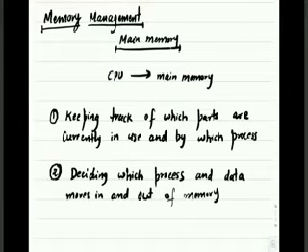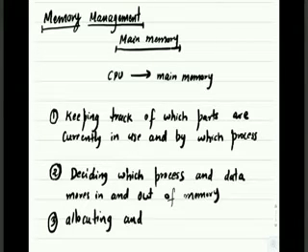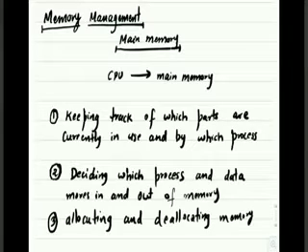Third one is allocating and deallocating memory space as needed. It means which process wants allocation and which process needs deallocation is all done by the operating system to manage the space.